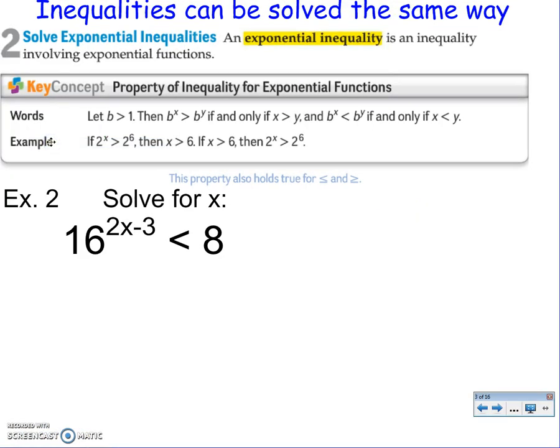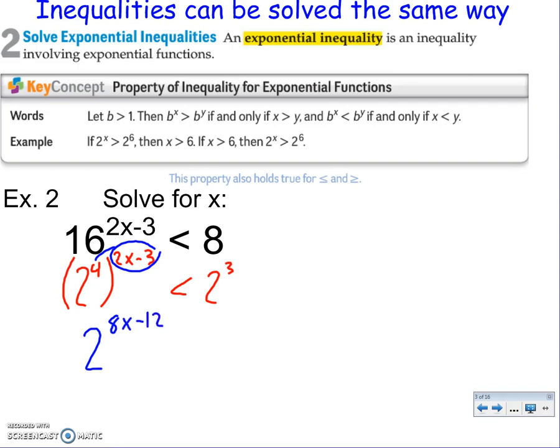Inequalities are solved the exact same way. Instead of the equal sign, we just keep whatever sign it says. So if I do same bases again, well, 16 can't really turn into 8 by an exponent, but let's fix both sides. We know 8 is 2 to the third power. Now 16 is 2 to the fourth power, because 2 times 2 is 4, times 2 is 8, times 2 is 16. So I can rewrite both of these as bases of 2. Again, power to power, I'm going to multiply, distributing this to that. I have 2 to the 8x minus 12 is less than 2 cubed.